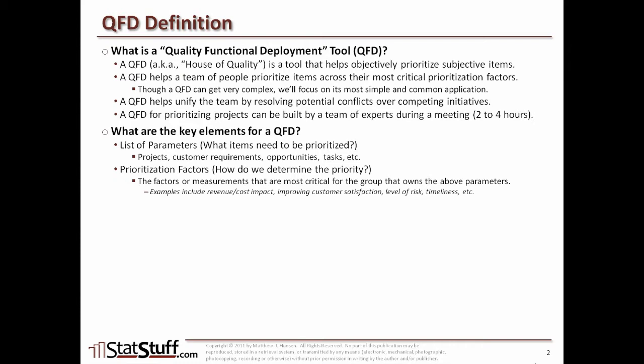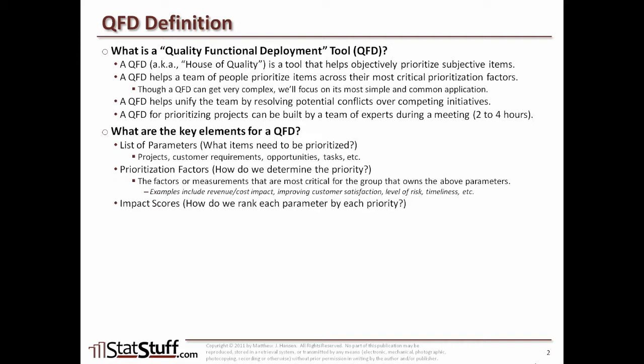Some examples of prioritization factors could be revenue or cost impact that it's going to have on these different opportunities, or something that might help improve customer satisfaction, or the level of risk associated with each one, or maybe the timeliness, how long it would take to accomplish each opportunity or project that you're reviewing. And if you recall, some of these things like revenue or customer satisfaction might be familiar if you've looked at the CTQ drill down. So you can probably use the CTQ drill down as a good guide to identify what could be the ideal prioritization factors for your group if you don't already know what those should be.